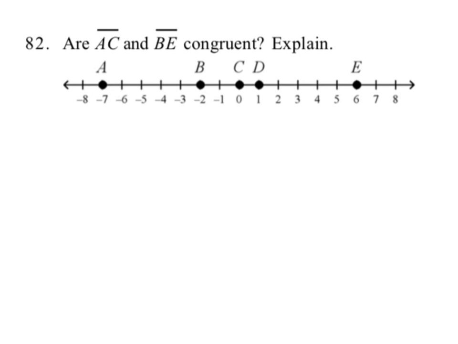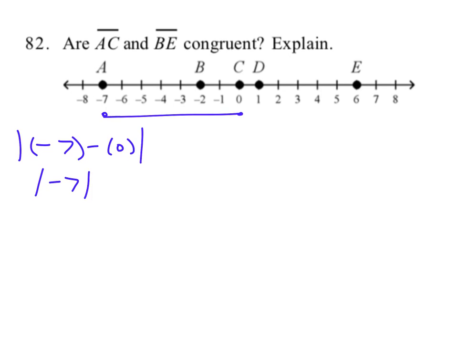Okay, are AC and BE congruent? Well, let's take A to C right here. And what are the endpoints? There's -7 and 0. And the rule is you take the two endpoints and you subtract them and take their absolute value. So -7 minus 0 is -7. So the absolute value of -7 is 7. Okay, so A to C is equal to 7.